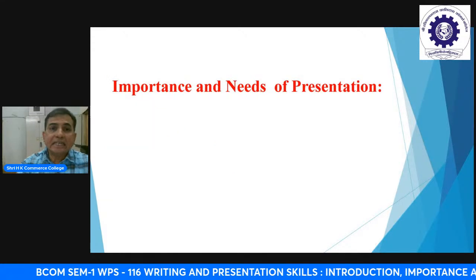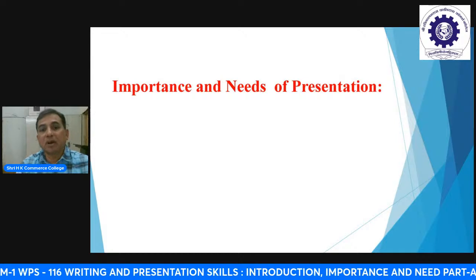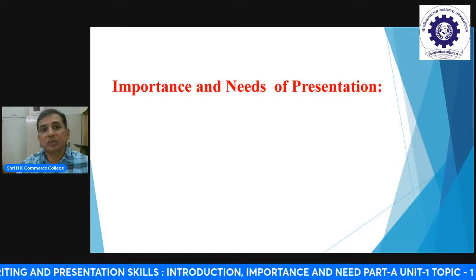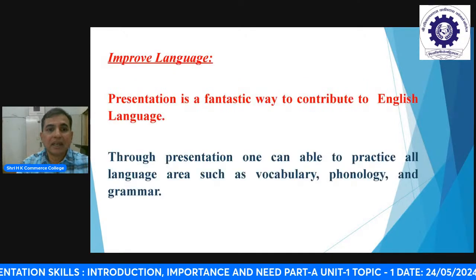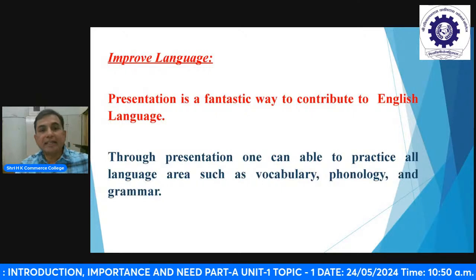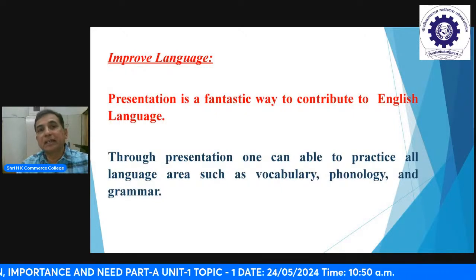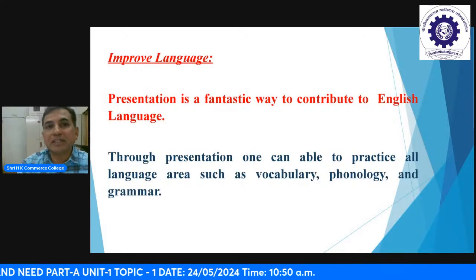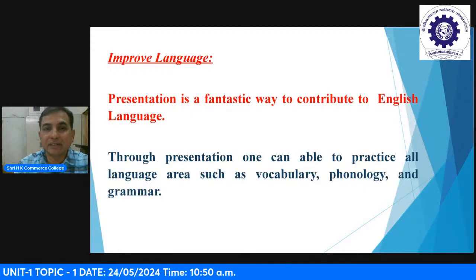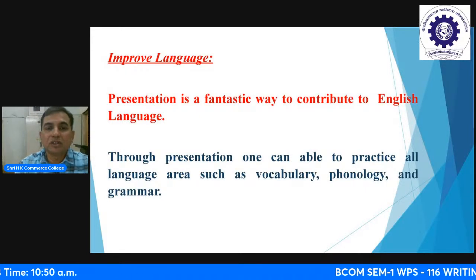What are the needs of the presentation? What is the importance of the presentation? We will discuss today in this PPT. Presentation is a fantastic way to contribute to English language. I'm not saying that presentation can be done only through English language. It could be through various languages. It could be through mother tongue. It could be through Hindi or any language.